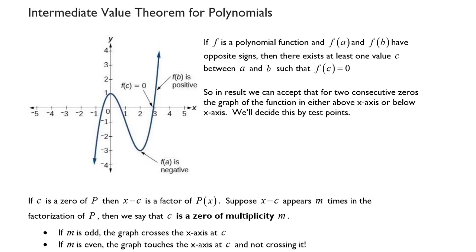Welcome back to the last part of polynomial functions and their graphs. We're going to look at the intermediate value theorem for polynomials now. If f is a polynomial function and f of a and f of b have opposite signs, then there exists at least one value c between a and b such that f of c equals 0.